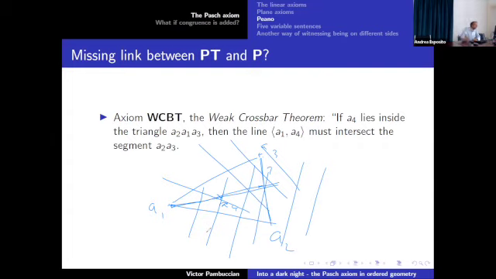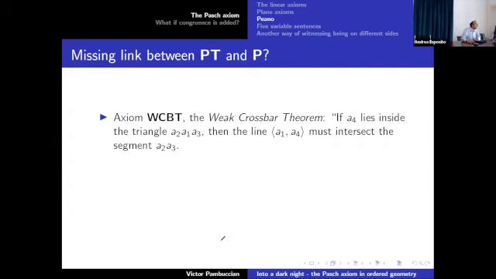Now this one says something else. That's why it's weak. Because it says that A4 lies inside the triangle A1, A2, A3. So it doesn't allow it to be on the extension, as it were. Then it must intersect.